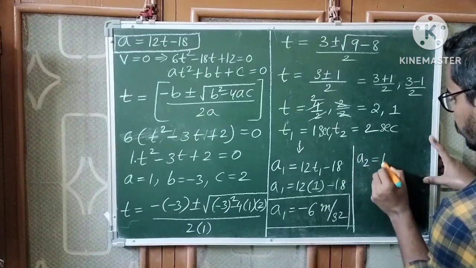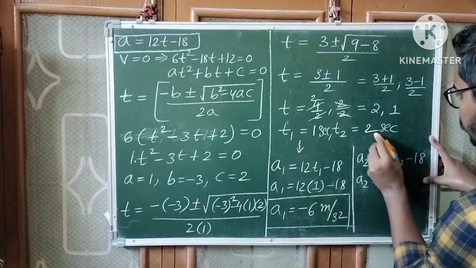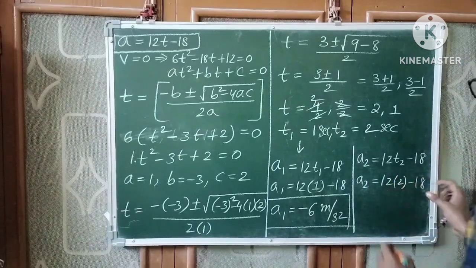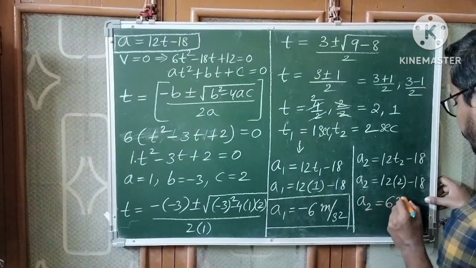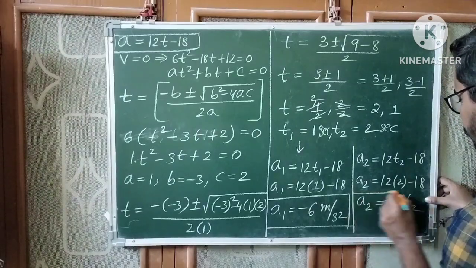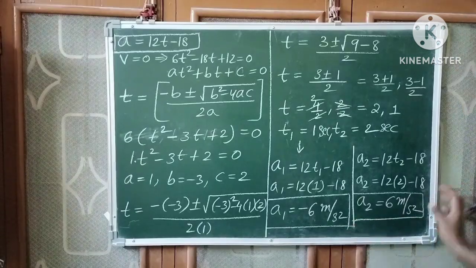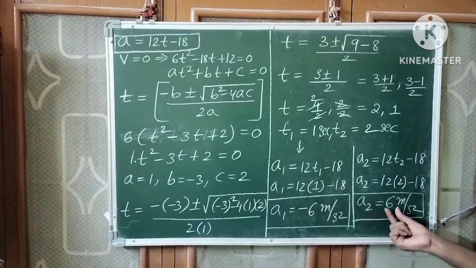And what about the acceleration of the particle when t2 is equal to 2 seconds? a2 is equal to 12t2 - 18. What is t2? 2 seconds. So 12 into 2 minus 18. 12 twos are 24, 24 minus 18 is 6. a2 is equal to 6 meter per second square. We have got 2 answers: a1 is equal to -6 meter per second square, a2 is equal to 6 meter per second square.